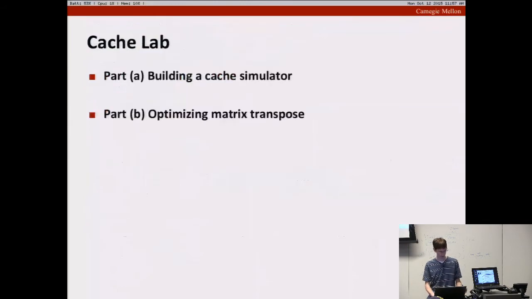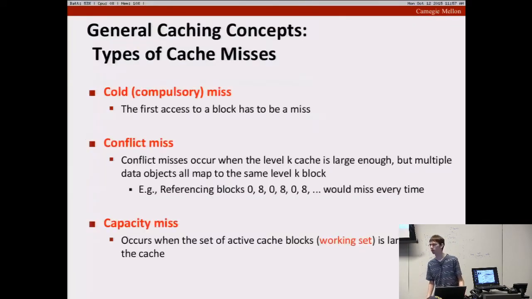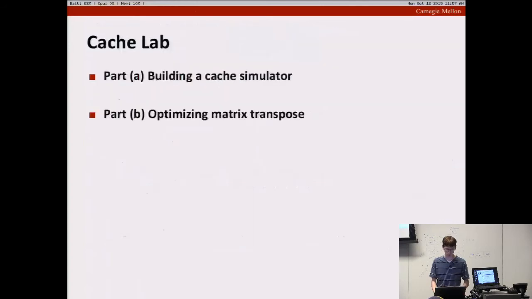Okay. So, any questions about caches so far? None? Okay.